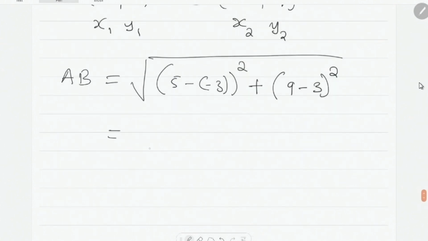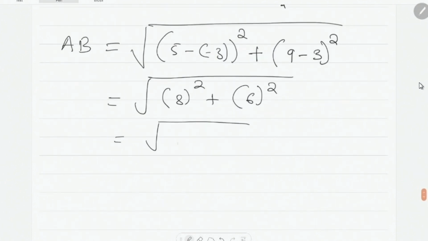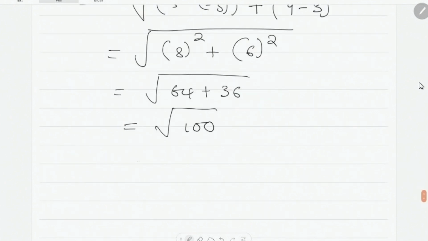So simplifying this, I'll have the square root of 5 minus minus 3, which gives positive 8, squared, plus 9 minus 3, that gives me 6, squared. Then 8 squared is 64, plus 6 times 6 is 36. So that is the square root of 64 plus 36, which gives me 100. And the square root of 100 is 10.